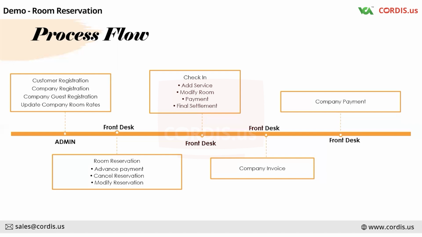Now, when a company is coming, and usually when a company is making a reservation at the hotel, they usually pay via credit. So the front desk can also generate the company invoice yearly or quarterly as per the rule of the company, and they can make the final payment. So we'll move to the VCA first, and we'll talk about each of these processes, how they're working, and how we have set up these.